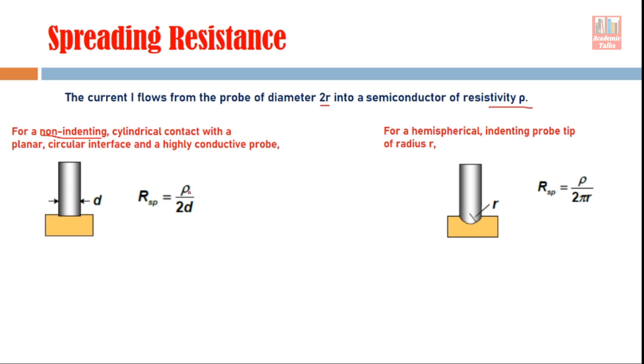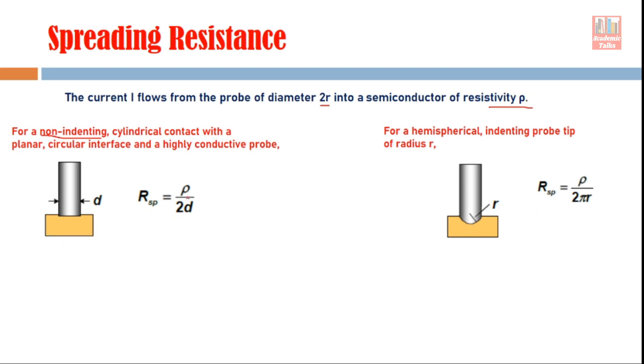We are not going to discuss the derivation of these equations in detail. You just have to remember that the formula for spreading resistance in this particular case, when there is a flat contact, is given by this, and the spreading resistance when there is a hemispherical shape at the end of the tip will be given by this formula. You can see using both these equations, the spreading resistance is inversely proportional to the diameter, or you can say the radius of the probe. So if the radius of the probe is small, this spreading resistance will increase, and the spreading resistance also depends on the resistivity of the material, right?